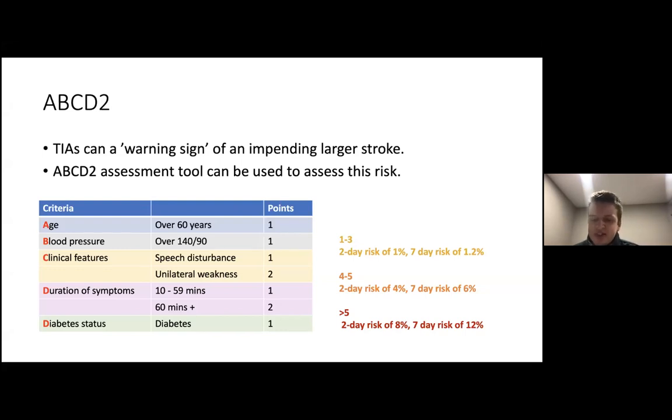And some of the figures are quite staggering. So the difference between a score of 3 and a score of over 5. You can see a 7-day risk is 1.2%, so about 1 in 100 roughly. And then over 5, it's just over about 1 in 10 or worse than that. So it's a useful tool for assessing patients who've had a TIA.